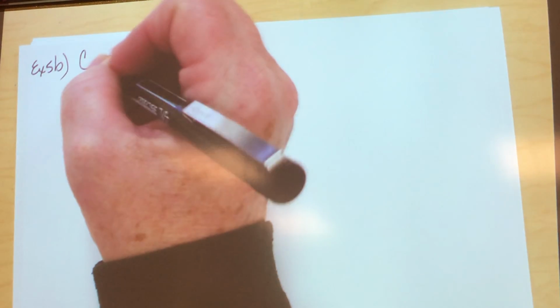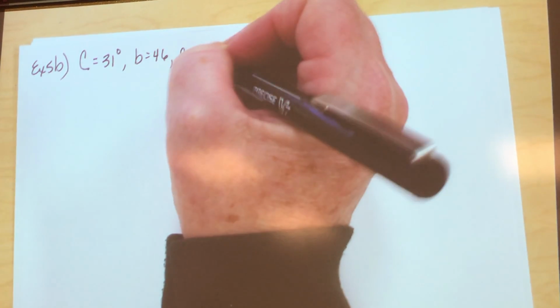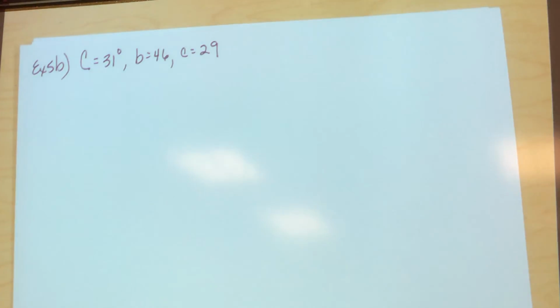This is example 5B. People, listen to me. If you don't want to draw a picture, you don't have to draw a picture. I'm not grading your picture, okay? We're doing this one by ourselves. So, C is equal to 31 degrees, B is equal to 46, and little c is equal to 29. I'm going to give you about 2 minutes to get started, and then I'm going to do it. I like when we're together. Card up, please.